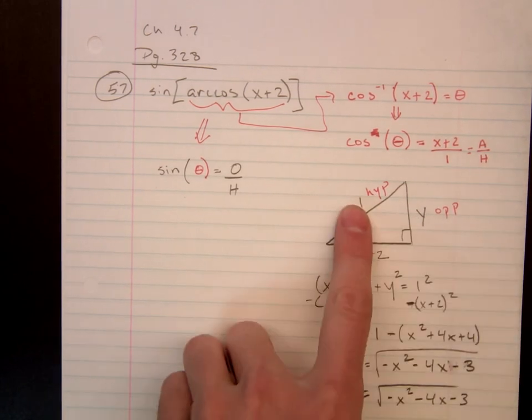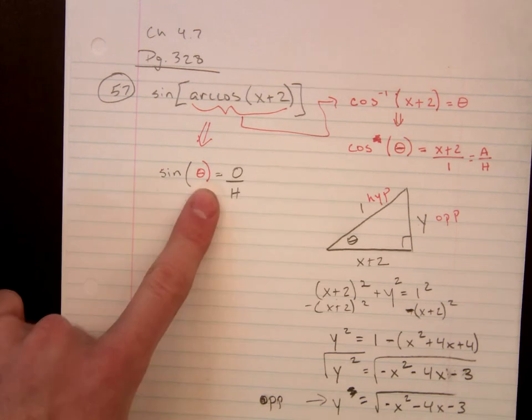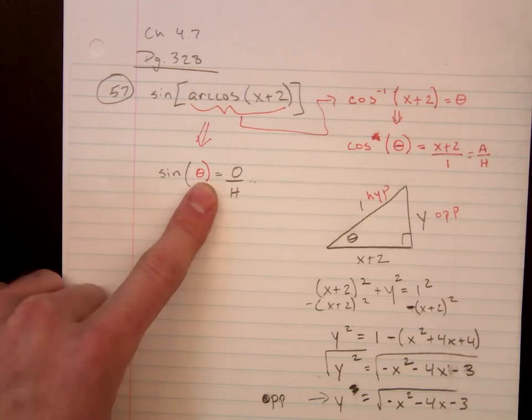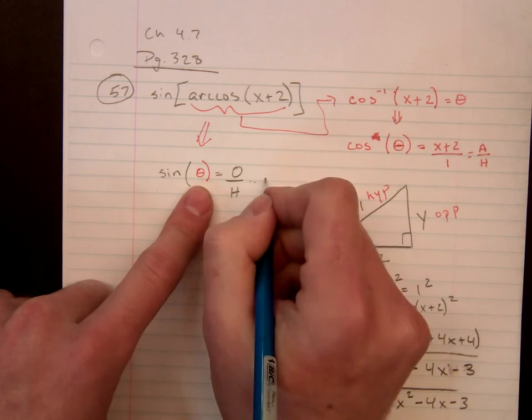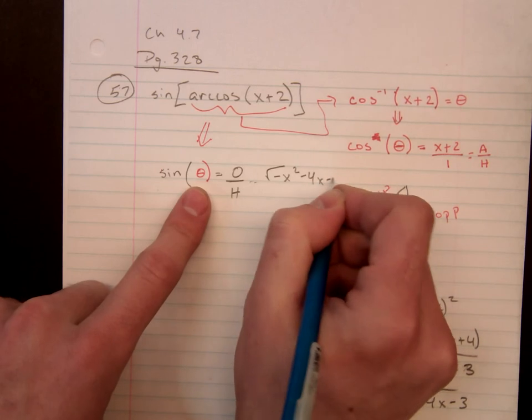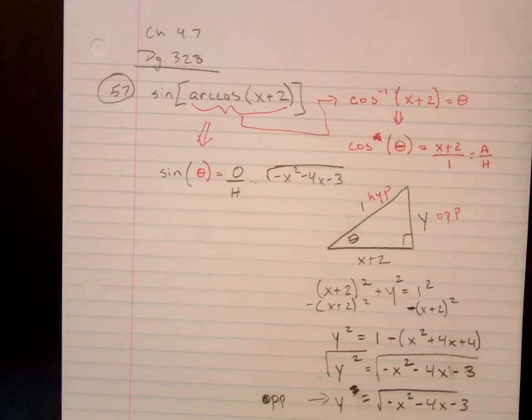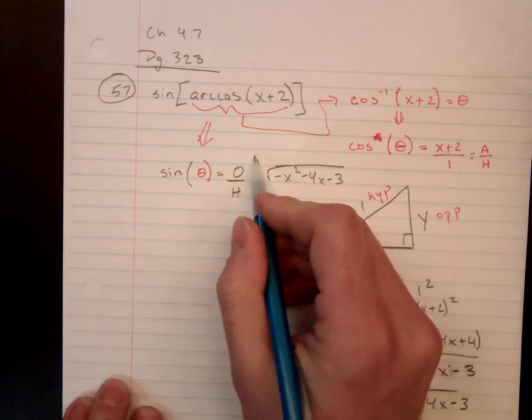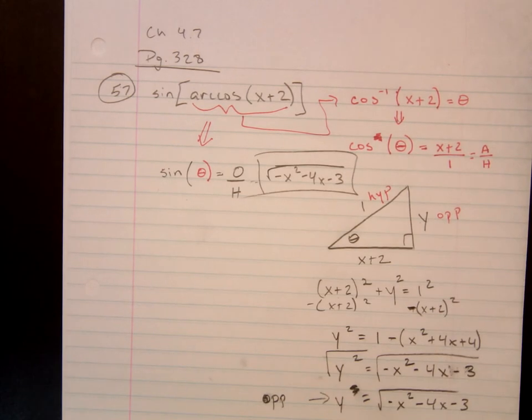Well, since I see that my hypotenuse is just 1, I can see that sine is in fact just going to equal what it equals right down here. The square root of negative x squared minus 4x minus 3. And that would be all over 1, but again, we don't need to put that, and there is our final answer.